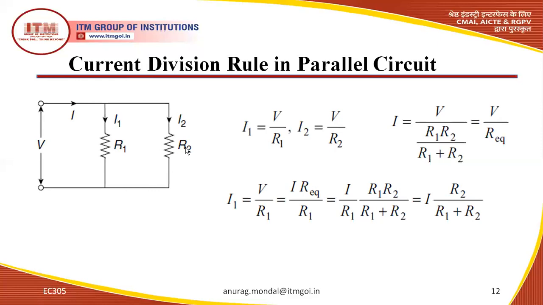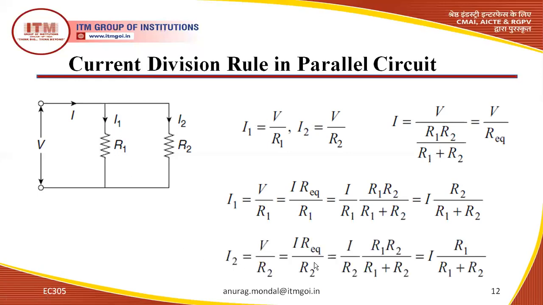So in an easy way we can say that I1 should be equal to the overall current multiplied by the opposite branch resistance, that is R2, divided by R1 plus R2. In the same way, I2 should be equal to the overall current I multiplied by the opposite resistance R1, divided by R1 plus R2. After doing all the things, we have the equation I into R1, the opposite branch resistance, divided by R1 plus R2. So that is the simple formula.